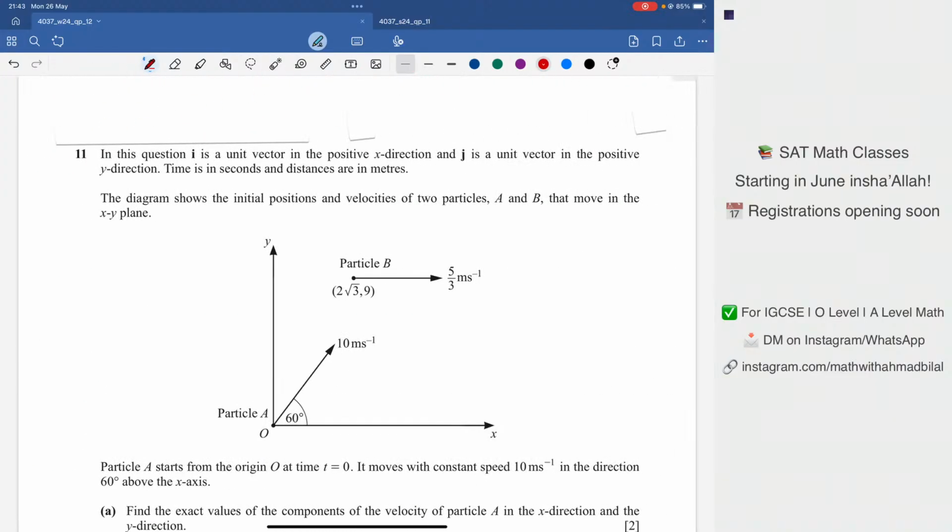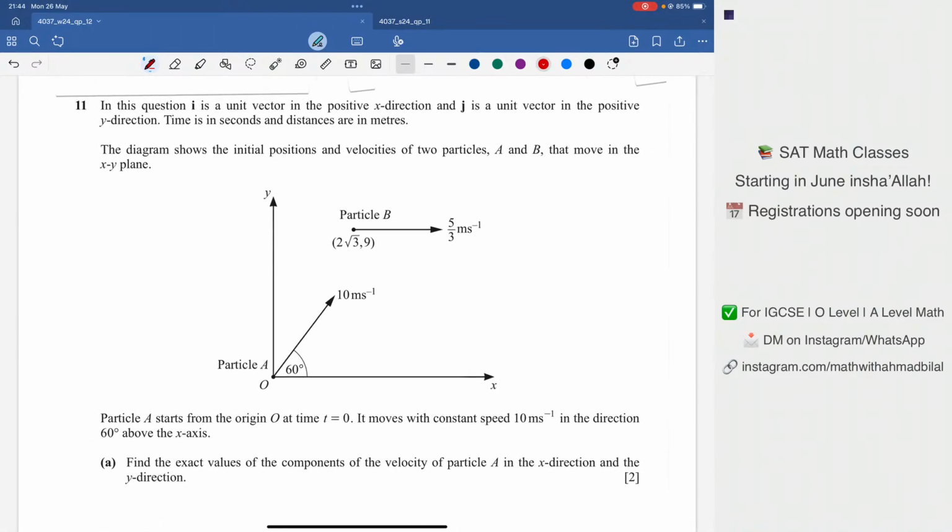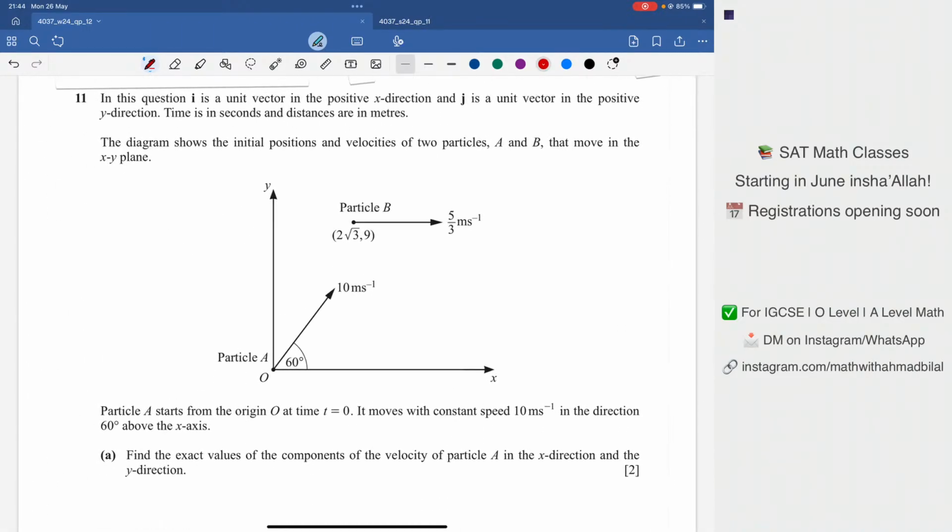Okay, let's move on. The last question for the session, and then we call it a day or a night. In this question, i is a unit vector in the positive x direction, and j is a unit vector in the positive y direction. Time is in seconds, and the distances are in meters.